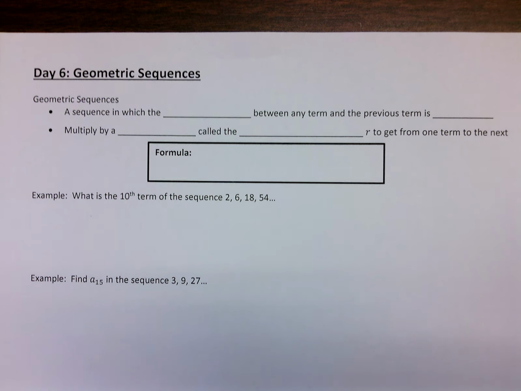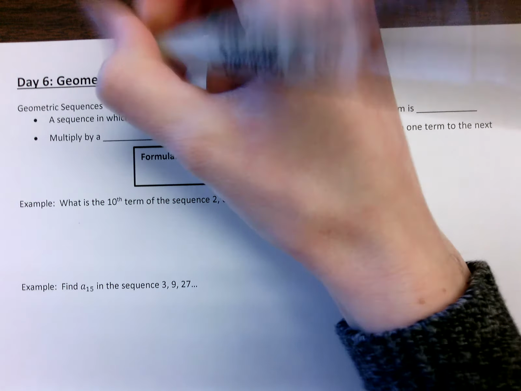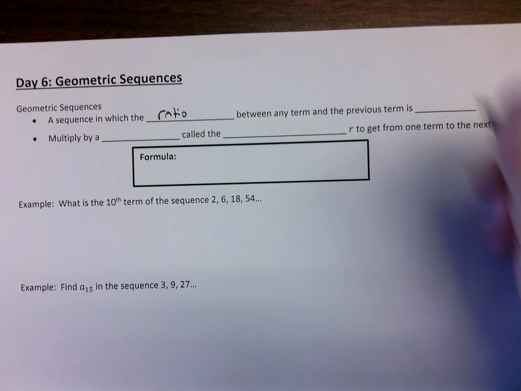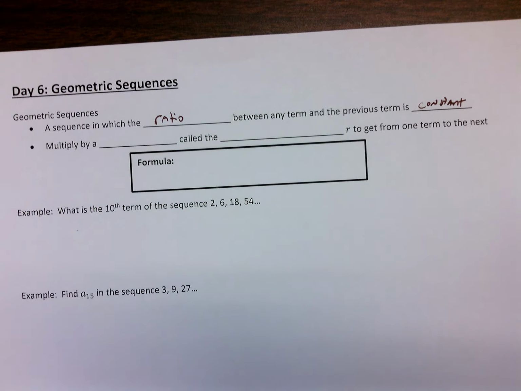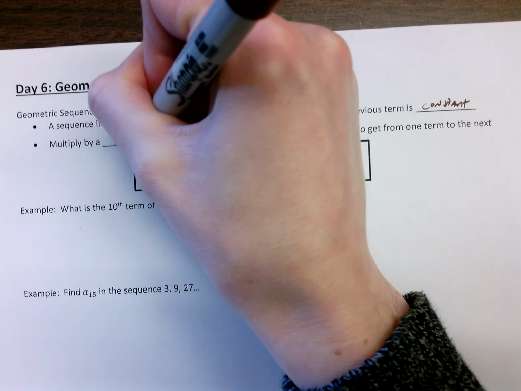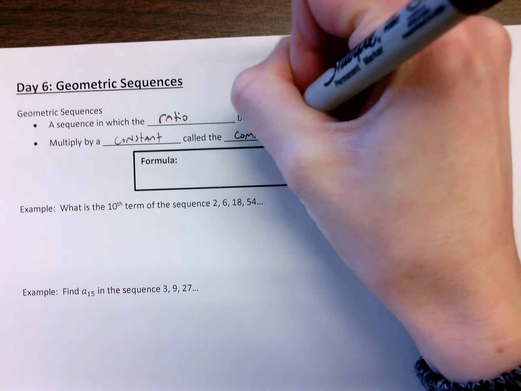So what's the difference? The difference is that in an arithmetic sequence, you're looking for a common difference. In a geometric sequence, you're looking for a common ratio. So a geometric sequence is a sequence in which the ratio between any term and the previous term is constant. Or another way to say that is that you multiply by a constant, so constant meaning something that's always the same, which is called the common ratio.